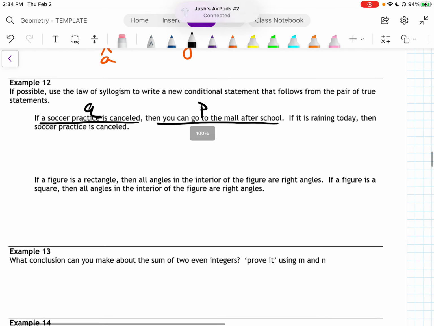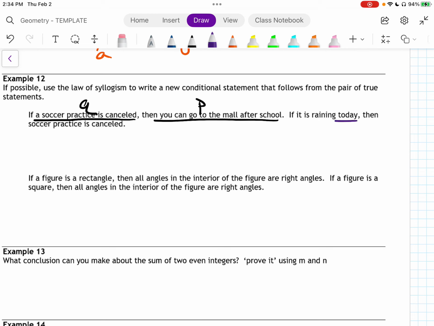So you start off with Q, then you go to P, and then we have this other statement. If it is raining today, I don't know, we'll make that R, then soccer practice is canceled. We've already got soccer practice canceled listed. It is Q. Right? So we have two statements. We have Q implies P, that's our first one, and then we have R implies Q. That was from our second one. And I think it's really beneficial to actually list out little variables here for our statements. And we can see here that we've got Q repeated. So we can say R to Q, Q to P.